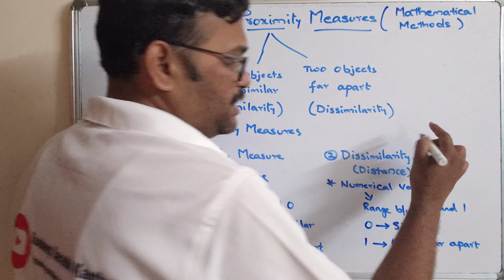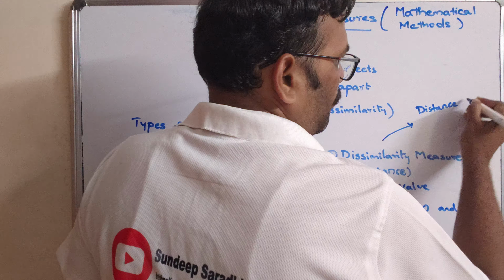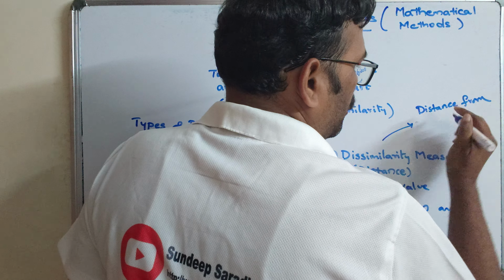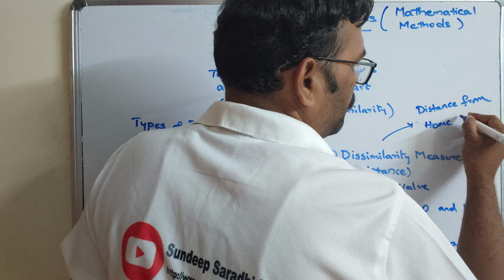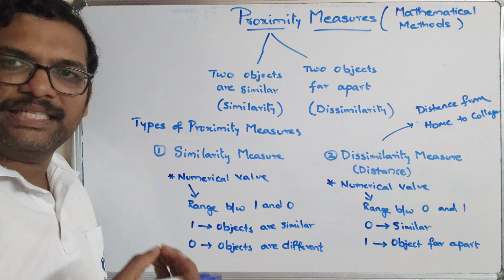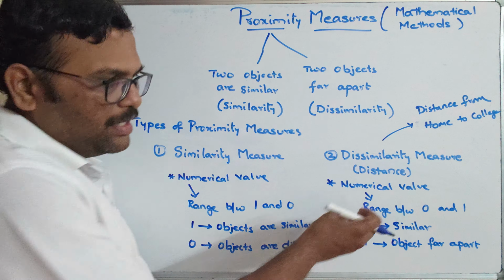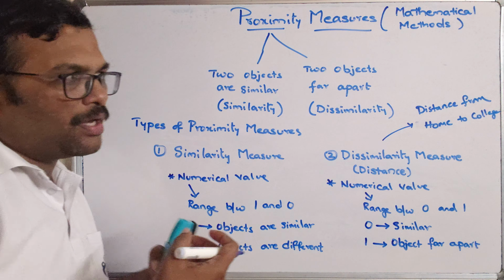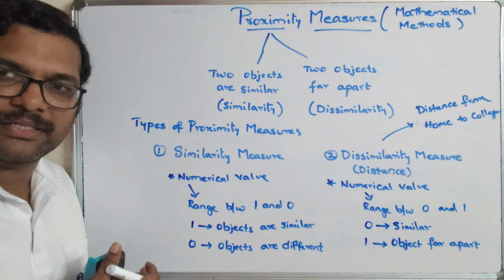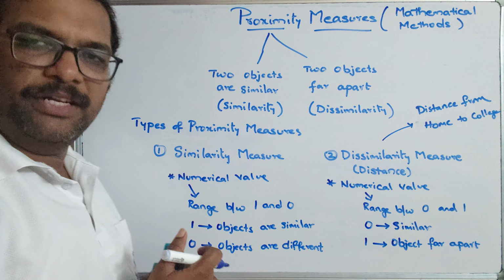The best example for this dissimilarity measure is the distance from home to college. See, for example, if the college is beside your home, the distance is very small. That implies similar. Okay, if the college is far away from home, that implies it is far apart. So that's a simple example to understand what a dissimilarity measure is here.